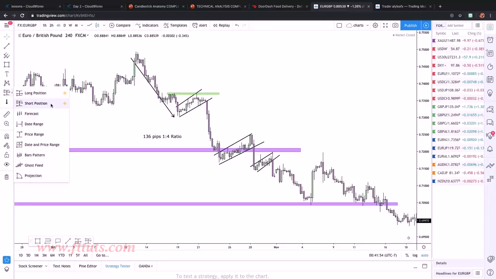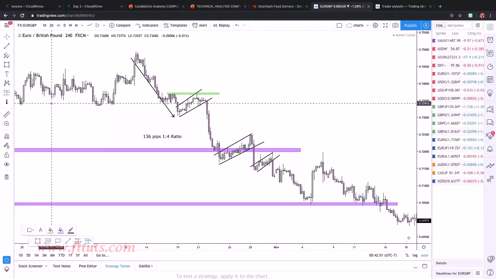Euro GBP I actually don't trade. I use it for confluence, and we'll talk about that later on in the course.